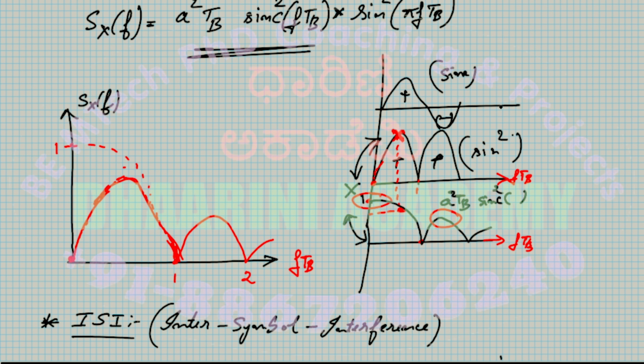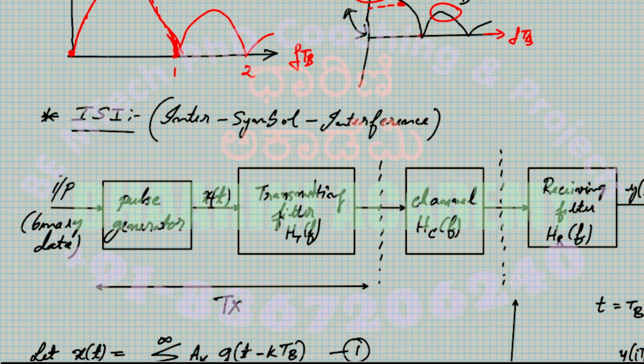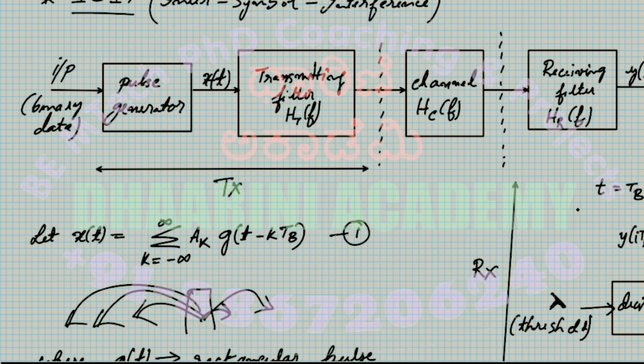The next topic is called ISI, which is inter-symbol interference. As we know, during the communication process, the symbol which is sent at one position has a tendency to spread its energy into its neighboring symbols. That is what is called ISI.